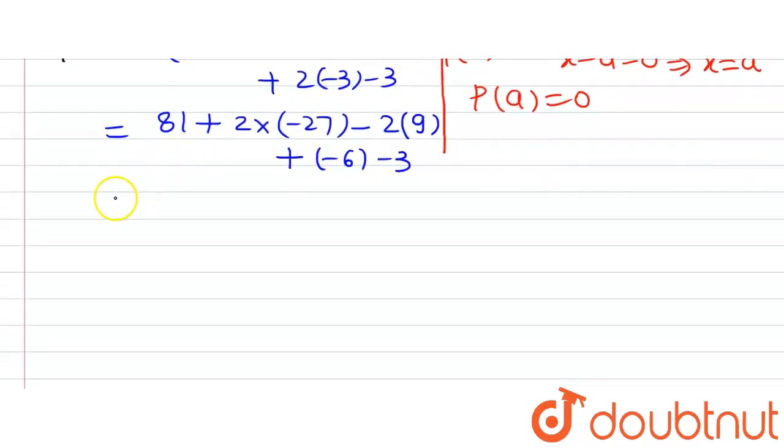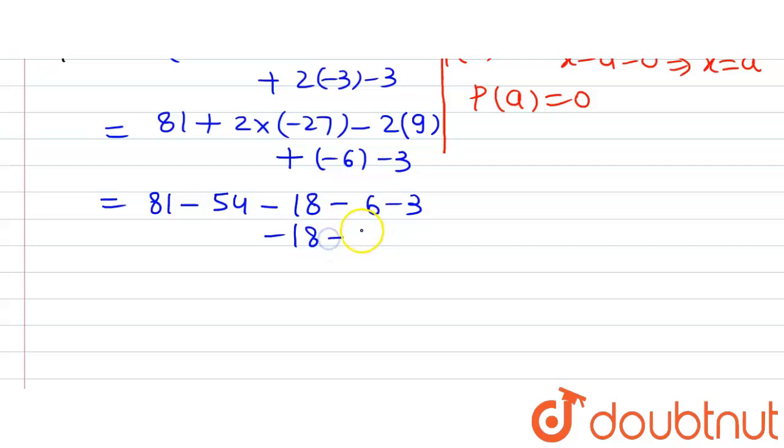Now we will have 81 minus 54 minus 18 minus 6 minus 3. So minus 18 and minus 6 minus 3 is minus 9, and 81 minus 54 is 27. So 27 minus 18 minus 9 is minus 27. So this will get cancelled out and we will have a 0.